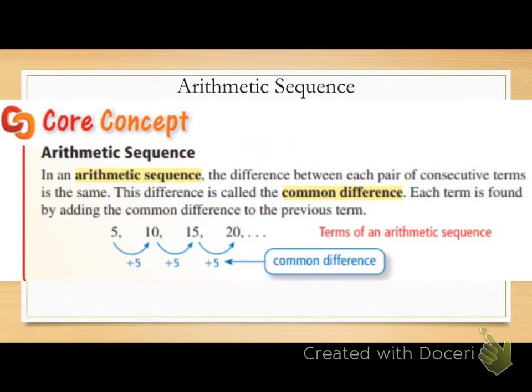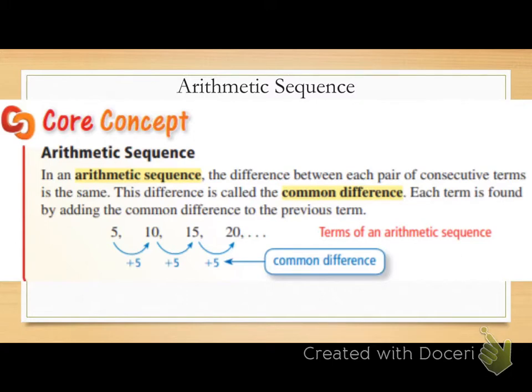Now let's talk specifically about arithmetic sequences. In an arithmetic sequence, the difference between each pair of consecutive terms is the same. This is what makes it an arithmetic sequence. This difference, we call it the common difference. Each term is found by adding the common difference to the previous term.